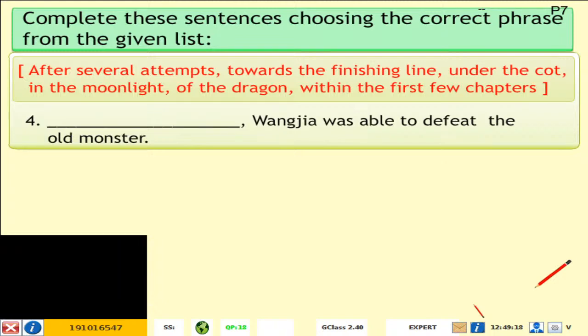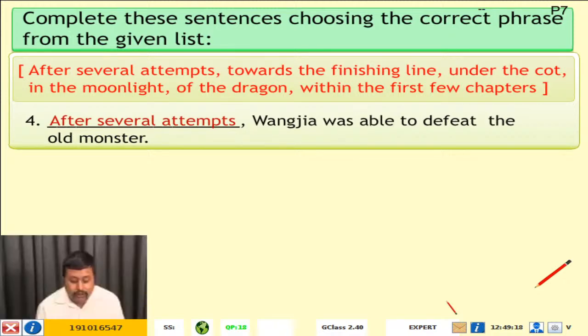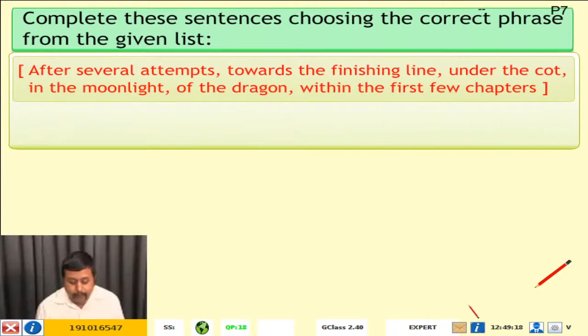Thus, Wongzia was able to defeat the old monster. When was he able to defeat it? In the story we saw Wongzia was facing defeat. Now what can we say? We can say after several attempts, Wongzia was able to defeat the old monster. Wongzia was able to defeat the old monster after several attempts.